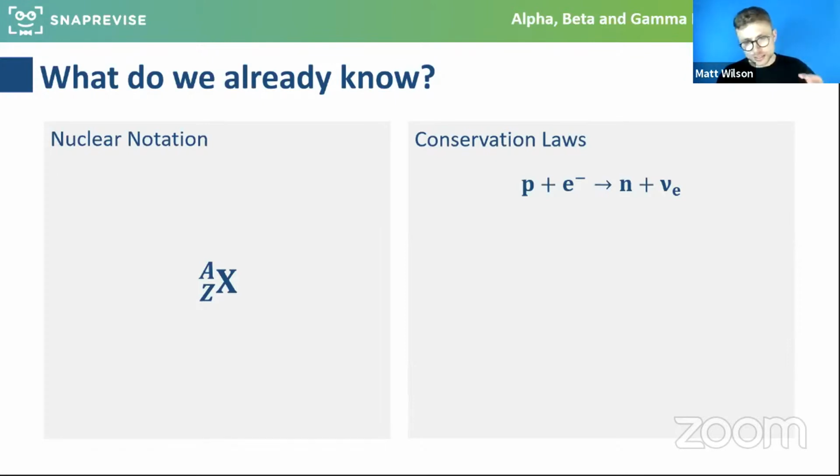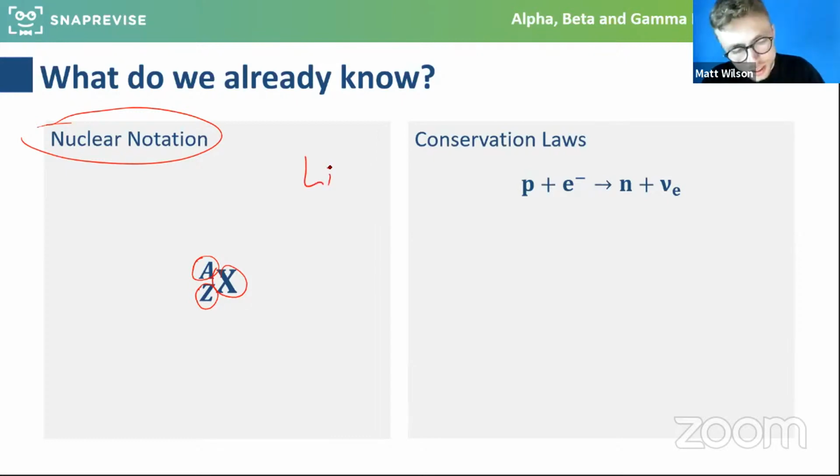So the first thing we're going to need to know about is nuclear notation. This is the notation that we use to describe the nucleus of some atom. There's three symbols here: a number at the top left, a number at the bottom left, and a symbol here. For example, we might have something like lithium. I don't know what the actual numbers for lithium are, 3 and 7 or something. So it's this kind of symbol.